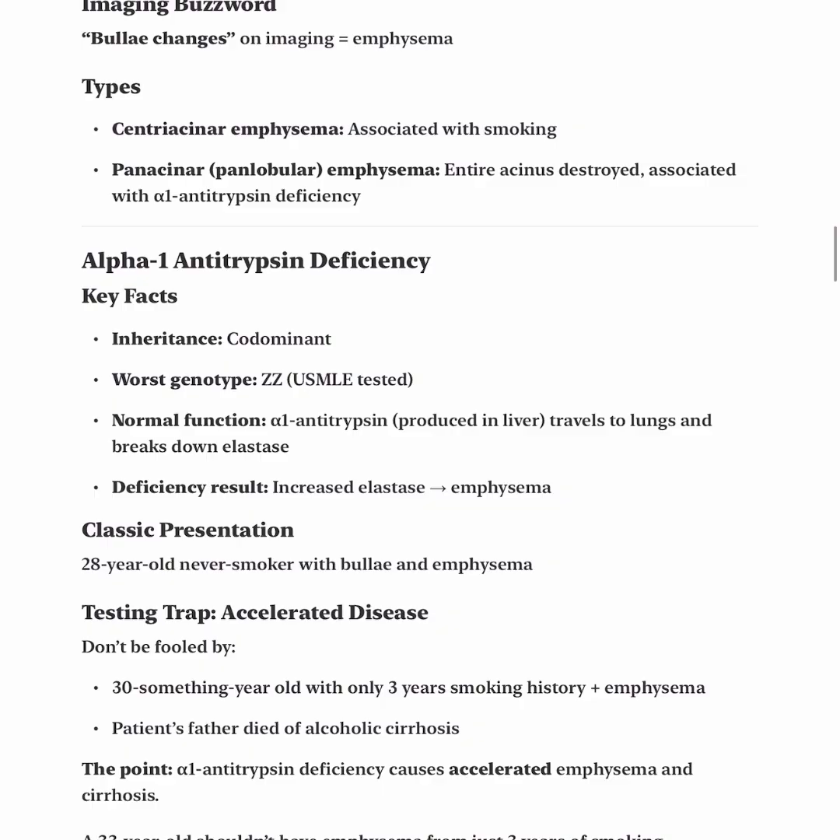You need to memorize this. So let's hop into alpha-1 antitrypsin deficiency. The key facts that you have to remember is that the inheritance is codominant. The worst genotype is ZZ. They will test you on this.